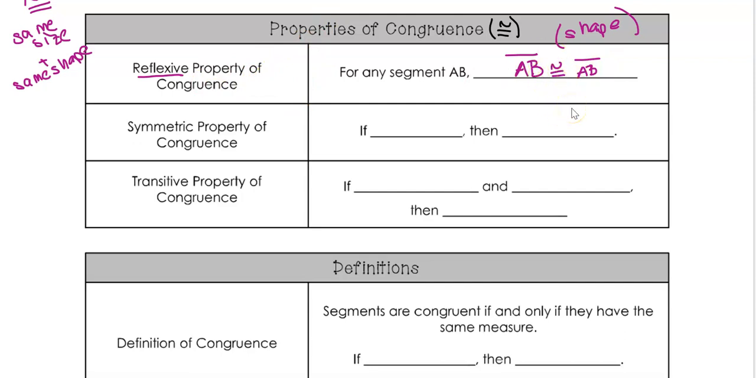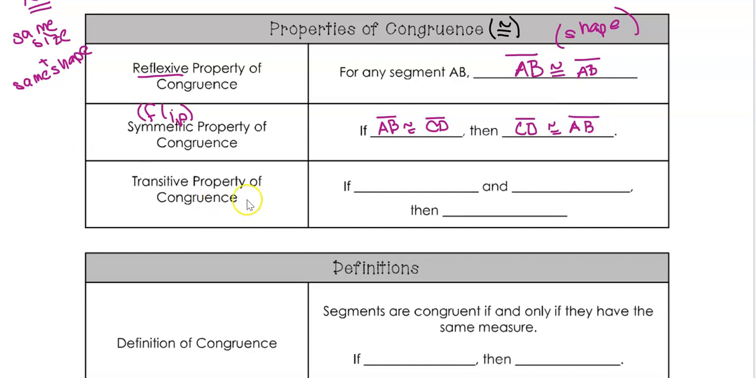Our symmetric property of equality let us flip things around, right? This was our flipping. So the same thing here. If you have a segment that is congruent to another segment, then you could flip that congruence statement. So you're able to flip congruence statements just like you can flip equality statements.